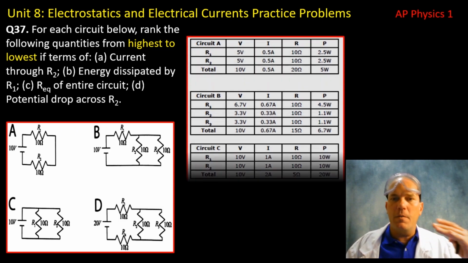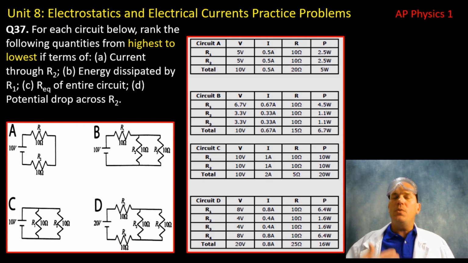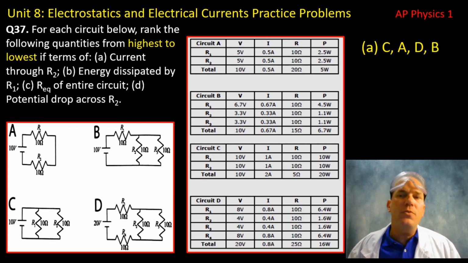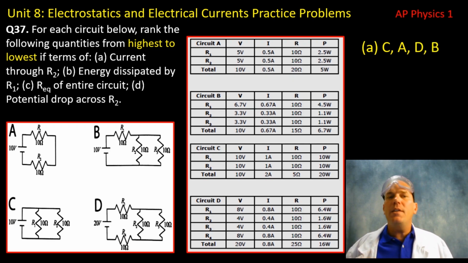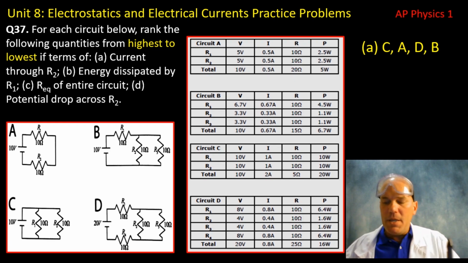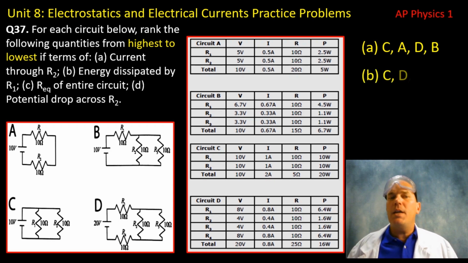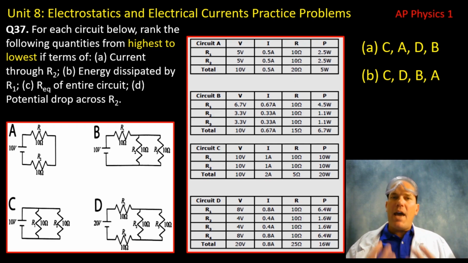Here are the 4 VERP tables that you can take a look at and rank. I'm going to go quickly through this because we've already gone through each circuit individually. So ranking the current through R2, you're going to get from highest to lowest CADB. For looking at energy dissipated through R1, remember you're going to look at the power. That's what the energy dissipated is asking for, is the power.